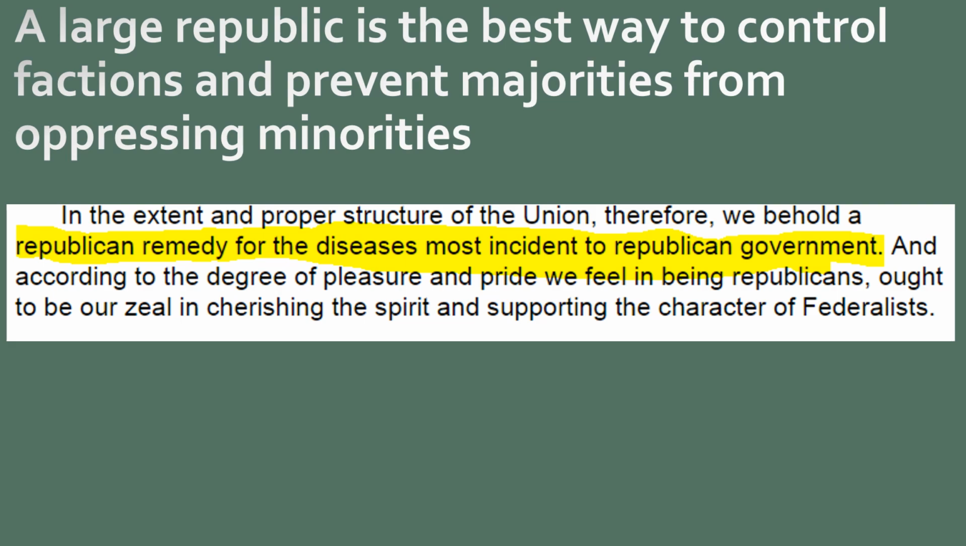All right, so taken in conjunction with that previous paragraph, he's saying that a large republic is going to be the best solution. He says there's a Republican remedy for the disease most incident to Republican government. That disease he's been talking about, factions. And so we should have a Republican form of government. In the last paragraph, he said why the large republic: because you'll have more factions. So ironically, by having more factions, you will actually weaken each of them, so none of them will form a majority, and none of them will be able to oppress minorities, is his argument. So a large republic is the best way to control factions and prevent majorities from oppressing minorities.